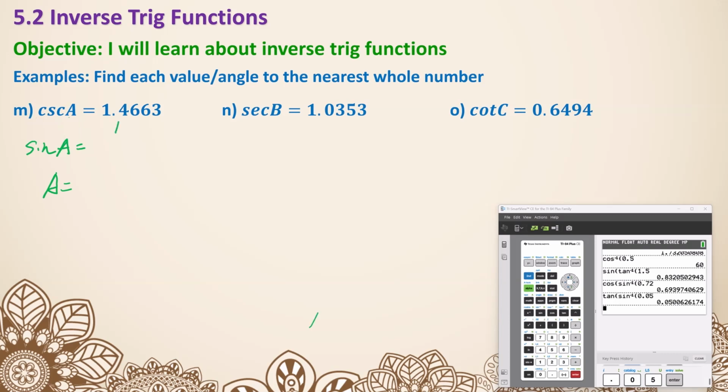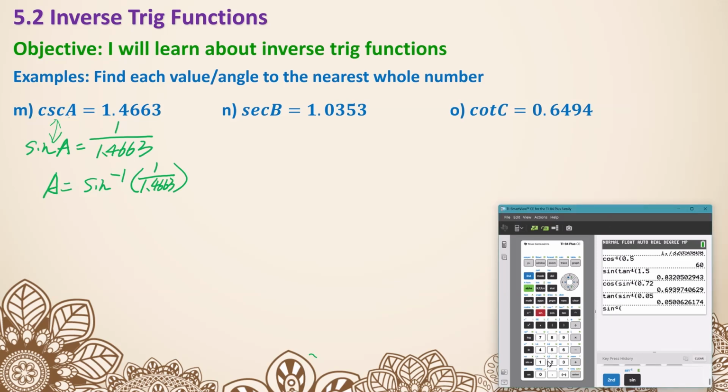So sine A is actually going to be 1 over 1.4663 because they are reciprocals of each other. So we can just use 1 divided by the value. Then our A is going to be inverse sine of 1 over 1.4663. To make sure everything is precise, we type the whole thing into our calculator: inverse sine of 1 divided by 1.4663. That is 42.99, so 43 degrees.